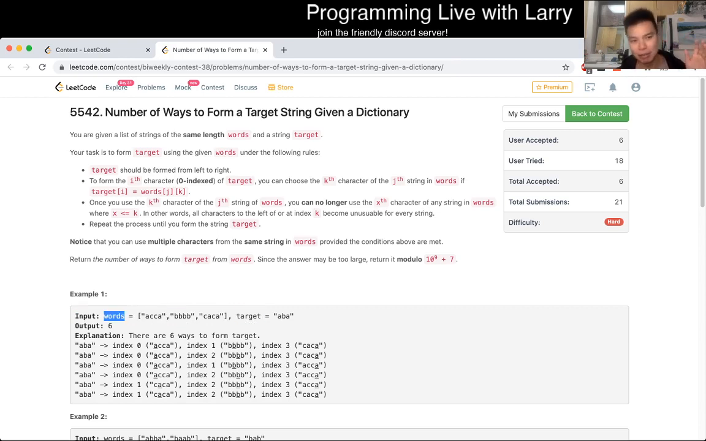Because that's just how they define the problem. Once you use a character in a word, you cannot use any characters before it, and so forth. So if you use an index, you cannot use anything to the left of it, right? That's literally what the problem statement said.